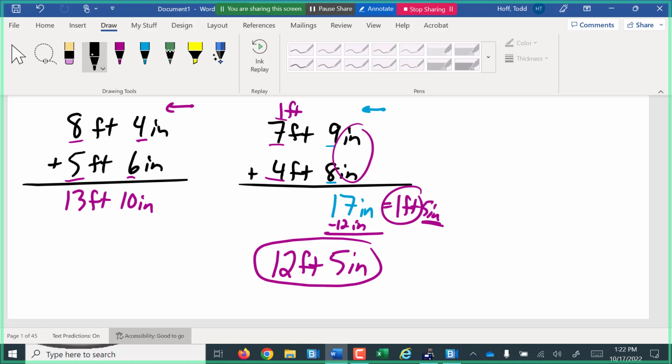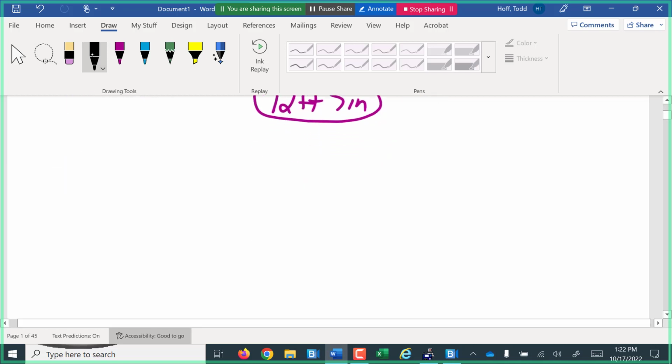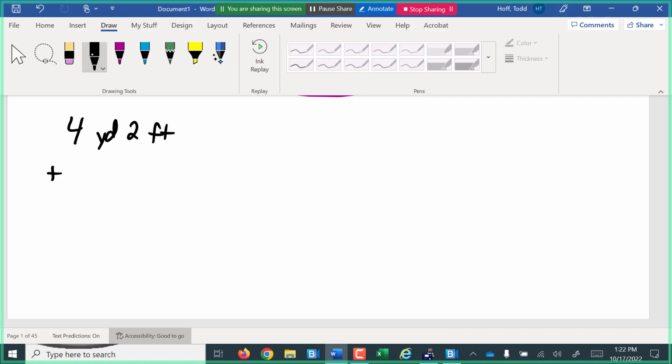Well, the feet and inches are the units you're probably most familiar with. We can maybe do 4 yards, 2 feet plus 3 yards, 2 feet. So if we go to add here, again, we start on the right, work our way back to the left. What's 2 feet plus 2 feet?